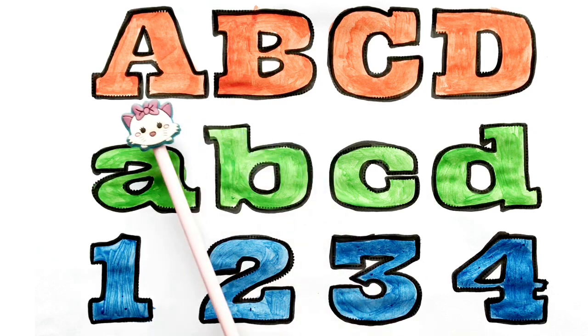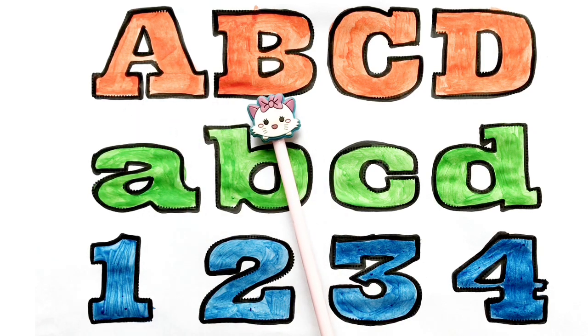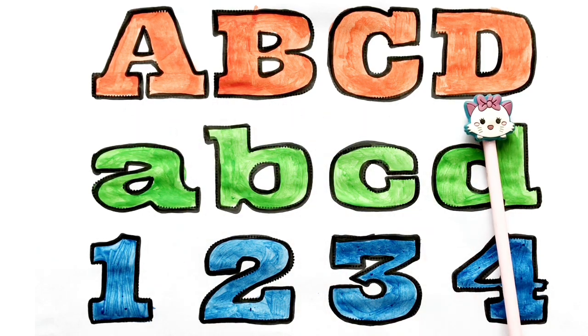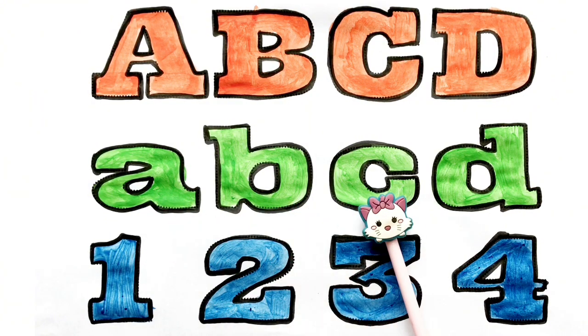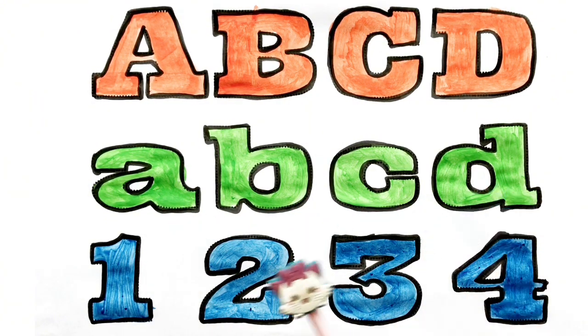Let's repeat. Learn uppercase letter A, B, C and D. Lowercase letter A, B, C and D. Number 1, 2, 3 and 4.